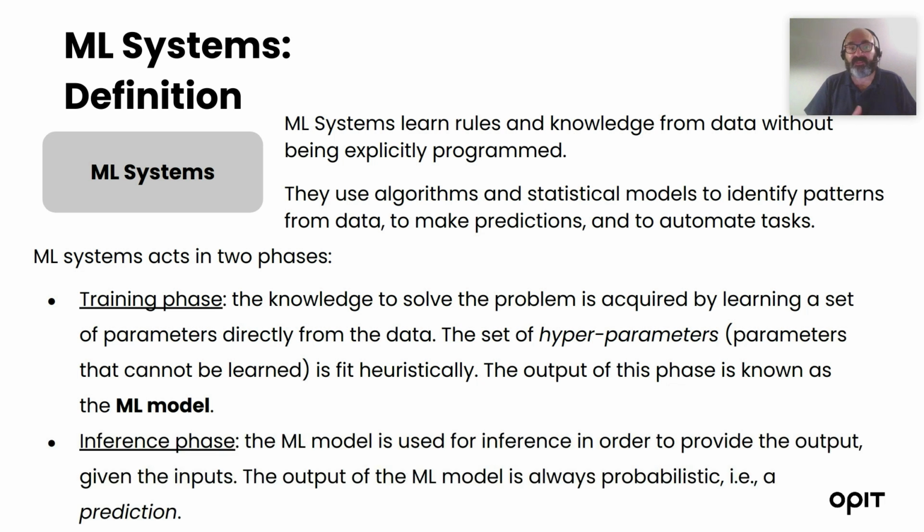After the training phase, there is an inference phase. The machine learning model is used to make predictions, to provide the output when inputs are given. The output of a machine learning model is always probabilistic, and is called a prediction. And we need to intend this prediction as a bet that we make on an event, an output where there is always a probability associated.